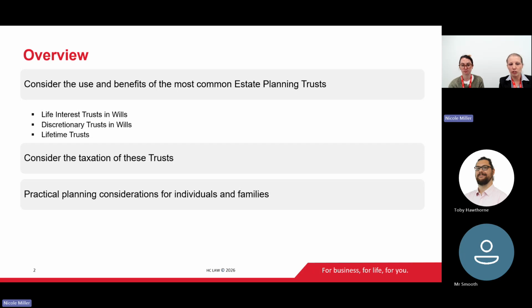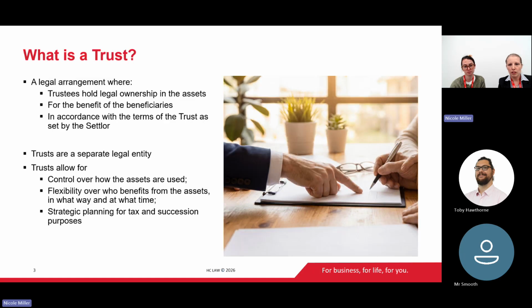So it's really important that before you undertake any planning with trusts, you seek specific, detailed and experienced legal advice on those documents, on those structures, to make sure that you understand what it is you're doing and the long-term implications of using those structures. So firstly, over to Kate for what is a trust?